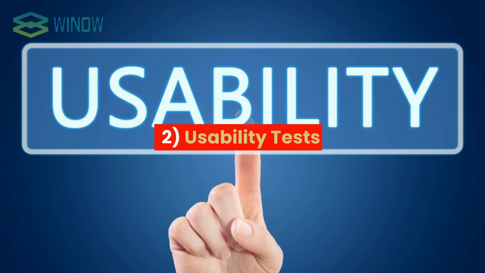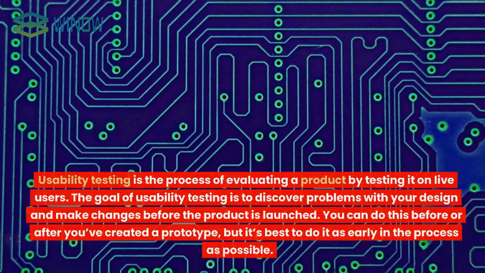2. Usability tests. Usability testing is the process of evaluating a product by testing it on live users. The goal of usability testing is to discover problems with your design and make changes before the product is launched. You can do this before or after you've created a prototype, but it's best to do it as early in the process as possible.